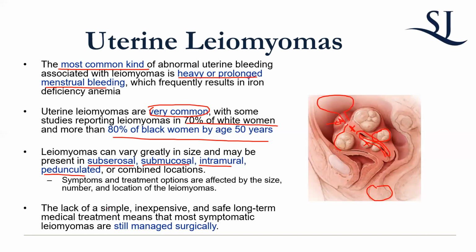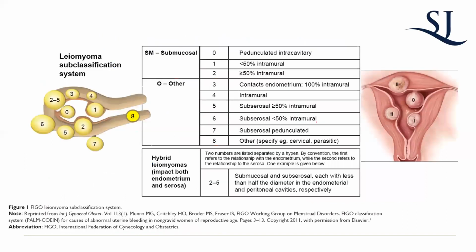There's not a simple, effective, and safe long-term medical treatment. So that's why these things are still managed surgically. There is a classification, a subclassification system for leiomyomas. You don't need to memorize this by any means, but especially when I do surgery, it's good to use the system because reading it, it's very obvious what it is.